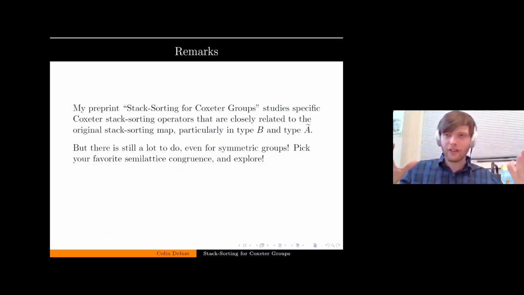But I still think there's a lot to do here, especially because you can choose any choice of an essential semi-lattice congruence. Even if you're only looking at permutations in symmetric groups, there's still a lot to do because there are lots of choices for these congruences. So if you just pick one of these nice families of congruences and you make the diagrams for these maps, then you might end up getting some interesting structure. I think there's a lot that could be proven here, so I'd be happy if other people would pick this up and run with it.